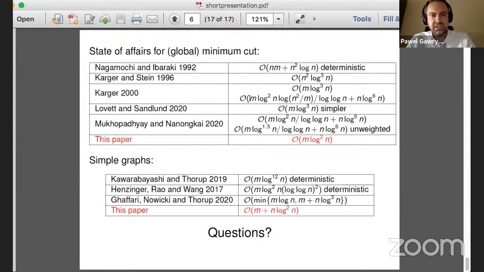Okay, just to conclude, I will show you the table with some of the results. It's not a complete table, so if your result is not here, I apologize. Those are just the most relevant results to this talk. So now we have this M log² n for general graphs, and you can see some previous results. There was something very nice this year.